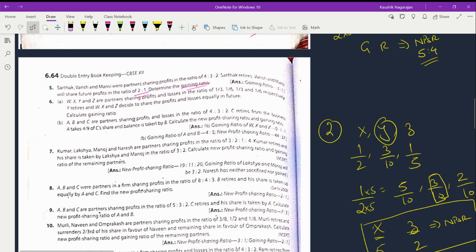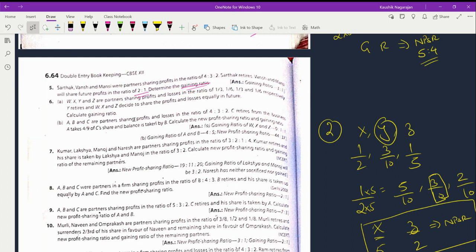So the old ratio is 1 by 3, 1 by 6, 1 by 3 and 1 by 6. The new ratio is equal partners, 1 is to 1 is to 1. So 1 by 3, 1 by 3, 1 by 3. So when you calculate in the same way, you will get to know whether you are getting a positive figure or a negative value.